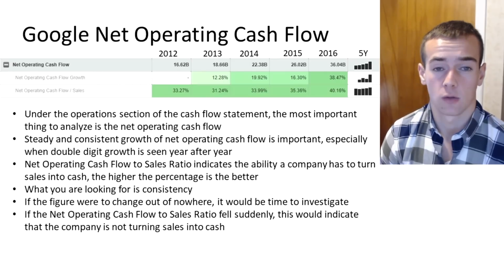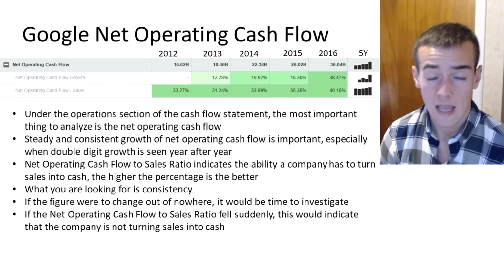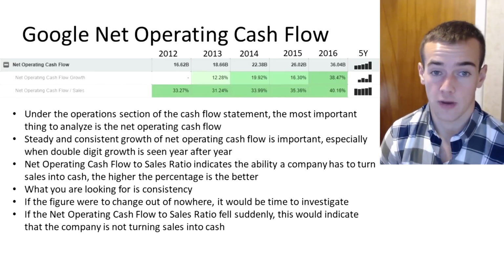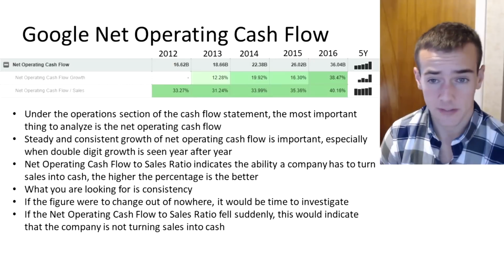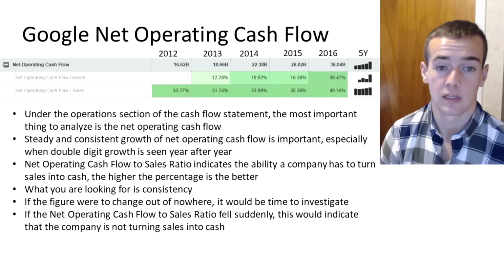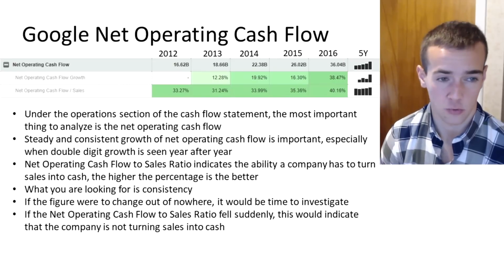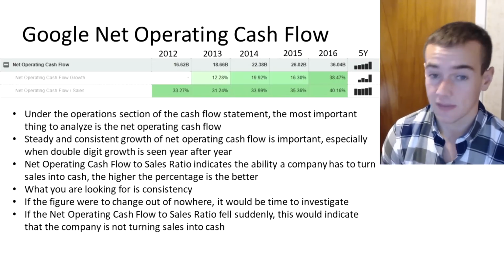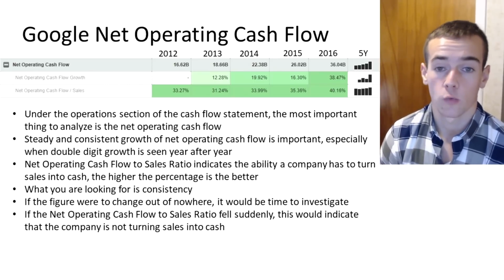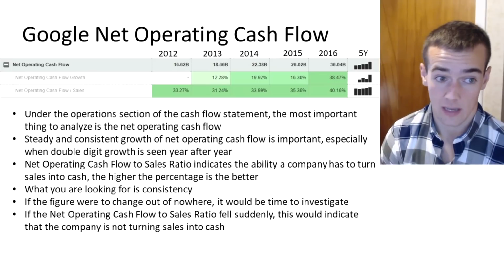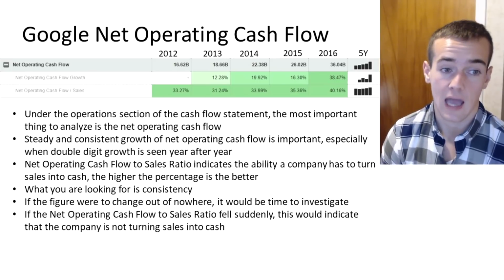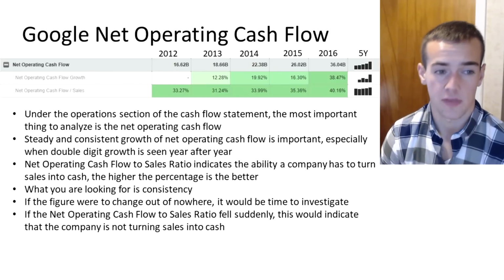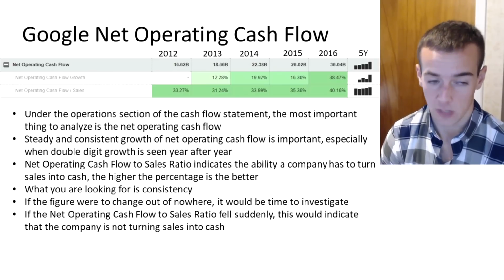So let's go ahead and take a look at the cash flow statement for Google, and the first avenue being the operating cash flow. So this is what it's actually going to look like on top. We're looking at the last 5 years and then the 5-year trend of the net operating cash flow for Google. And there's a lot that goes into this document. I don't really go that in depth with it. I look at two figures here. Those are the net operating cash flow growth and then the net operating cash flow to sales ratio.